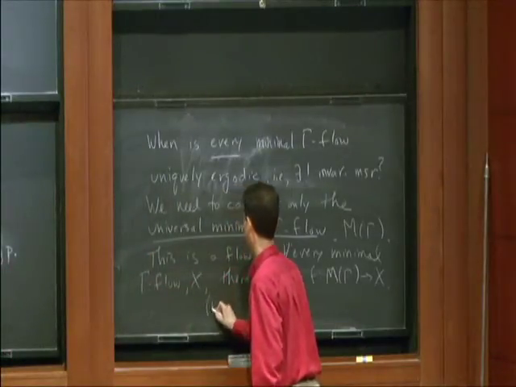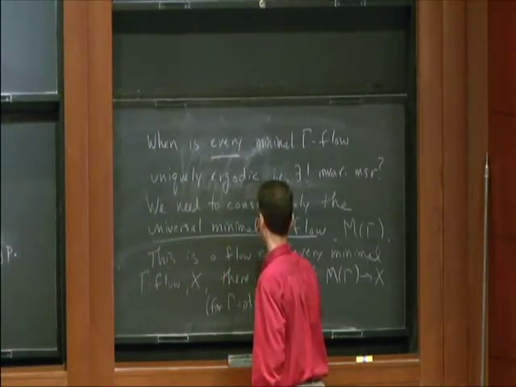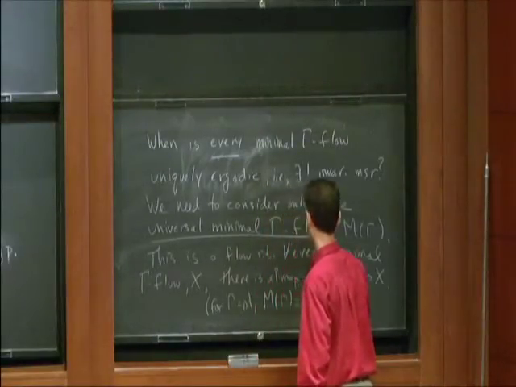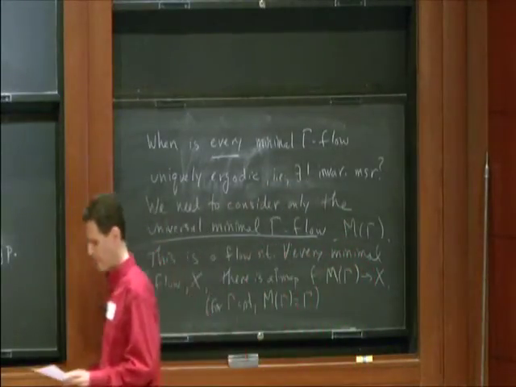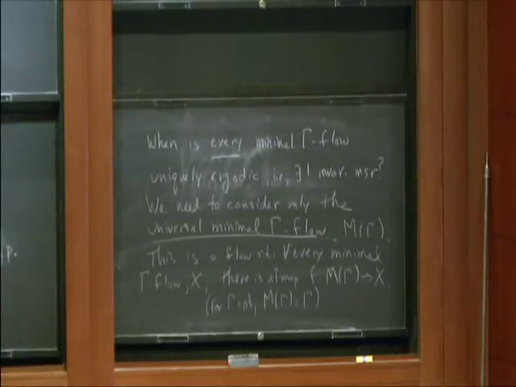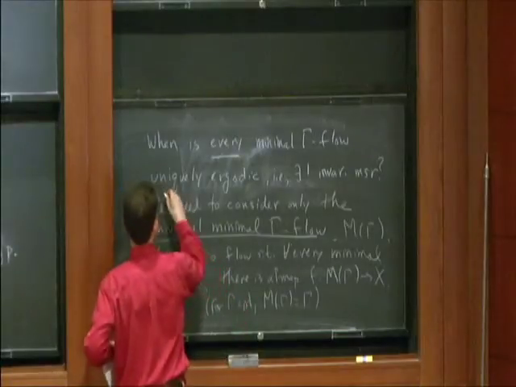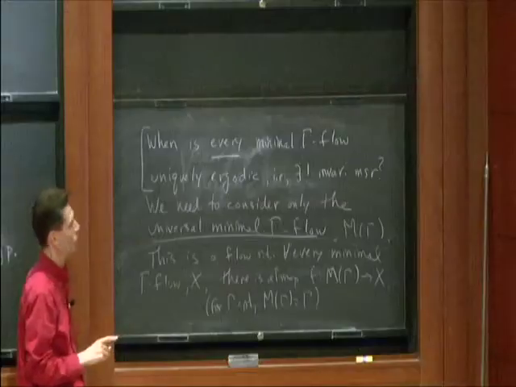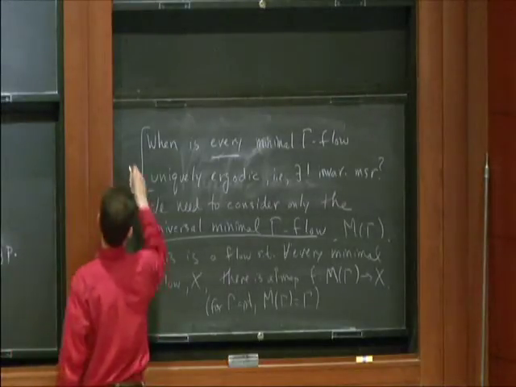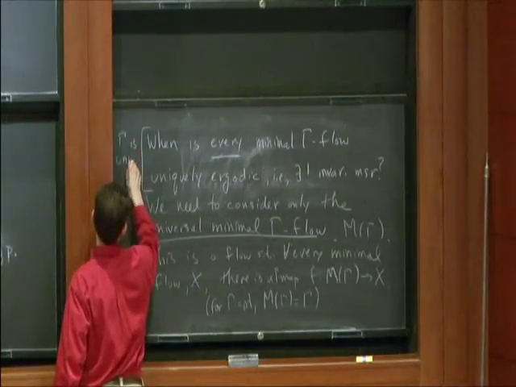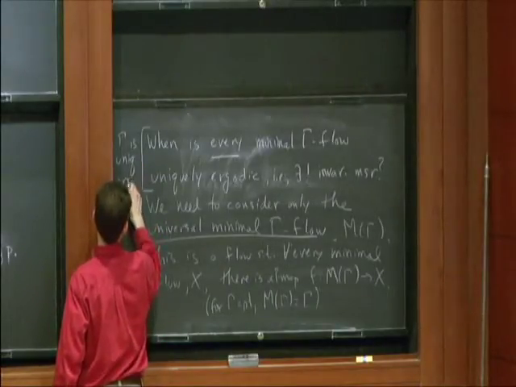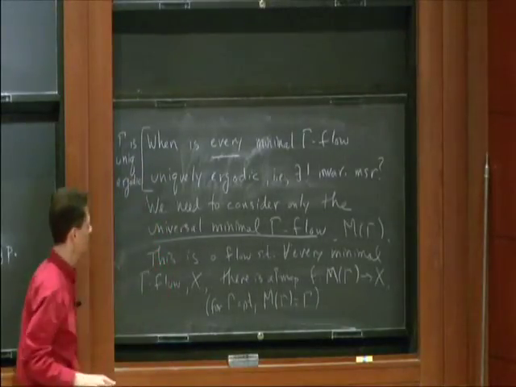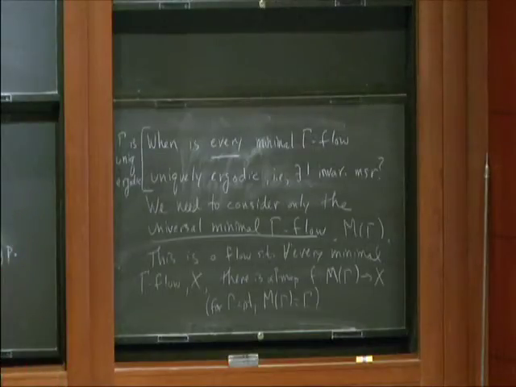So for gamma compact, M of gamma equals gamma. When this property holds, when every minimal gamma flow is uniquely ergodic, we will say that gamma is uniquely ergodic. So the question is, is the action on M of gamma uniquely ergodic?